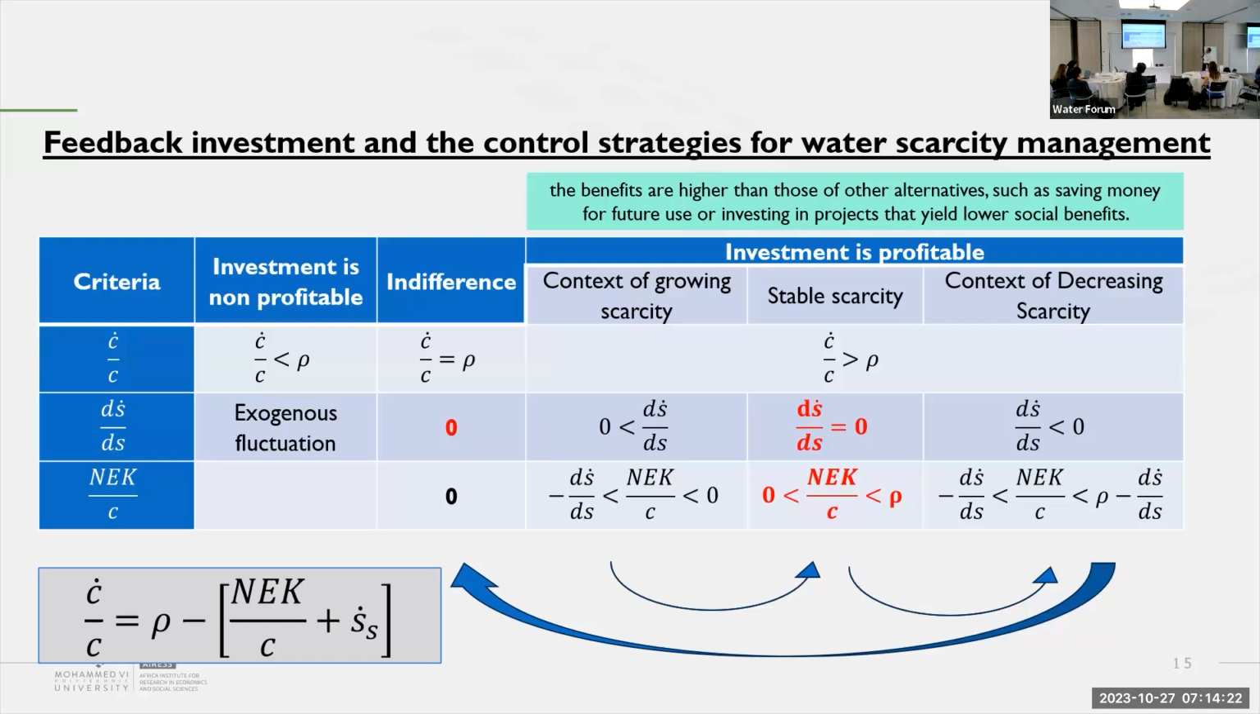an effectiveness which is in positive terms. So it means that the cost will be higher than zero. So there will be a cost to maintain the stability of the scarcity level. So scarcity change will be zero. It means we have a constant stock of water that responds at every point in time to the demand.